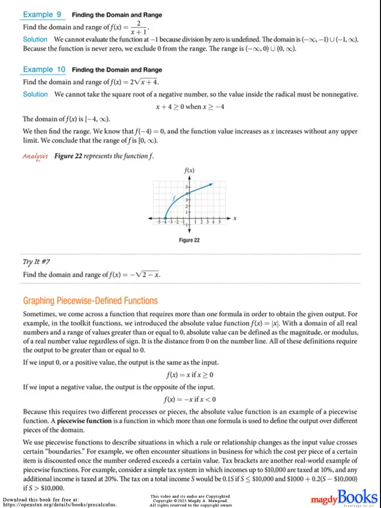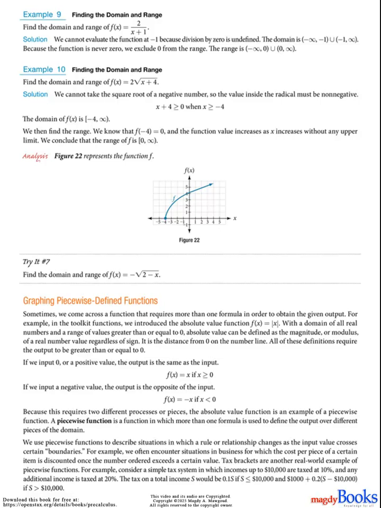A piecewise function is a function in which more than one formula is used to define the output over different pieces of the domain. We use piecewise functions to describe situations in which a rule or relationship changes as the input value crosses certain boundaries. For example, we often encounter situations in business for which the cost per piece of a certain item is discounted once the number ordered exceeds a certain value. Tax brackets are another real-world example of piecewise functions.